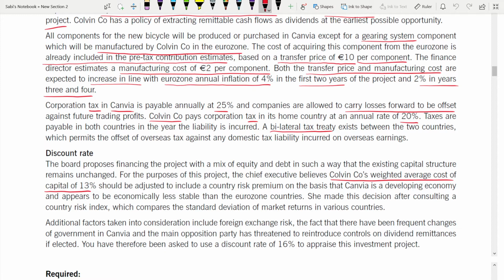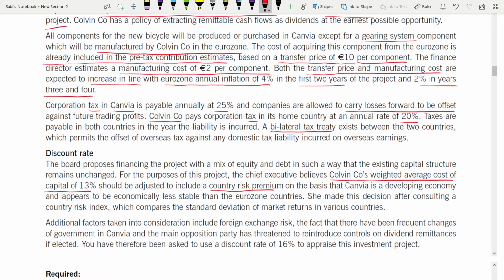See, WACC measures the risk. The higher your risk is, the higher will be your WACC. It measures the risk at cost of capital. The lower it is, the better it is. So they are saying this 13% has to be increased further. It has to be adjusted. Why? Because of that country risk premium. There's a risk for the country also, right? They are economically less stable. They are a developing economy compared to the Eurozone. That's why they feel the WACC has to be higher than 13%.